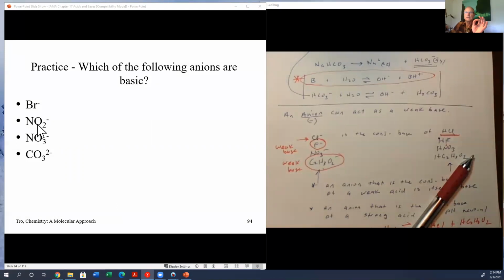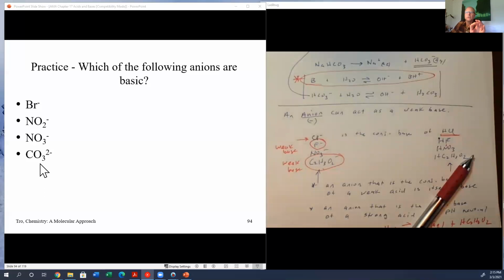How about NO2 minus? Yes, that is a weak base. It's the conjugate base of HNO2, nitrous acid. Nitrous acid is a weak acid, so NO2 minus is a weak base. What about NO3 minus? Neutral or weak base? Neutral, right? It's the conjugate base of HNO3. HNO3 is a strong acid, so NO3 minus is neutral.